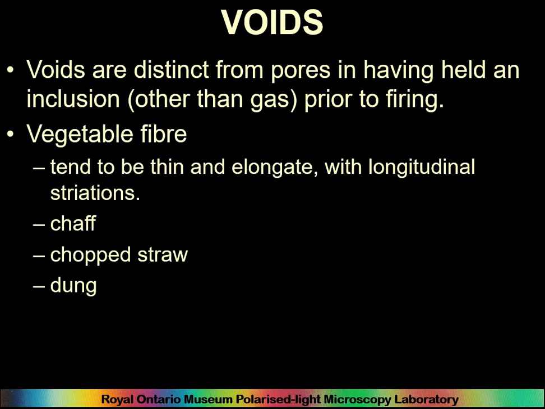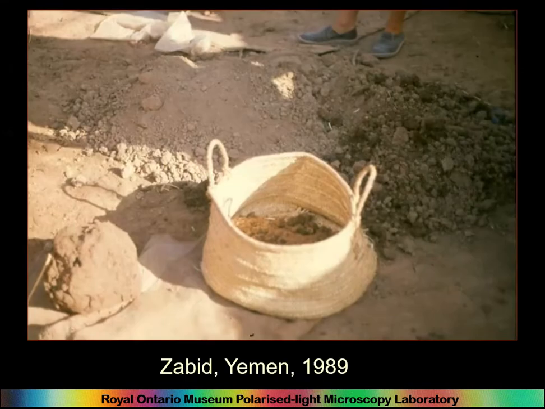One of these is a vegetable fiber. These tend to be thin and elongate with longitudinal striations. Chaff is another type. Chopped straw, dung, these are all plant fiber voids that we can find in the pottery.